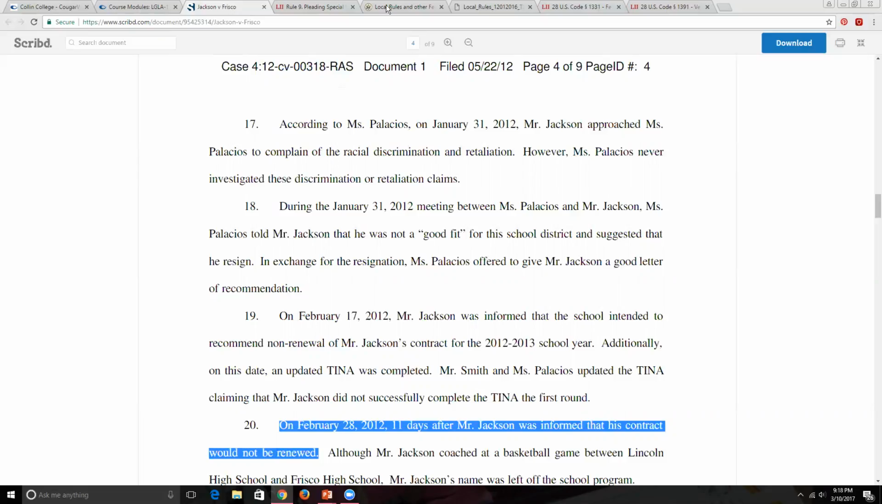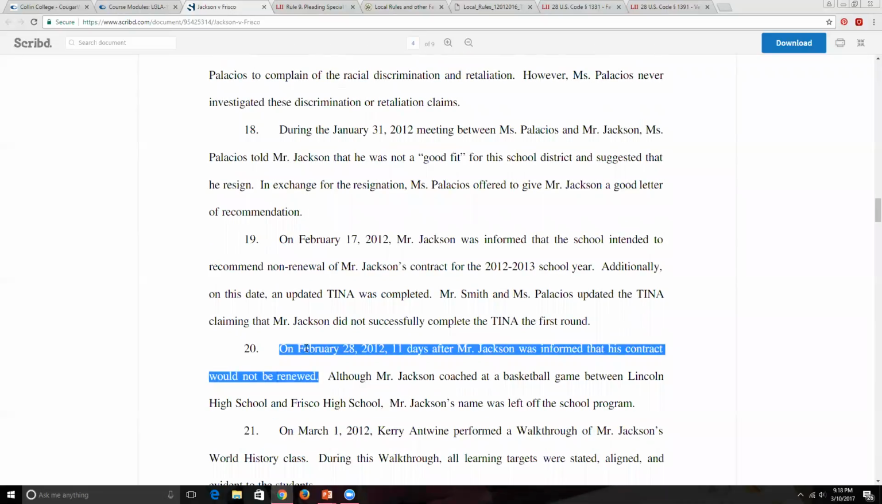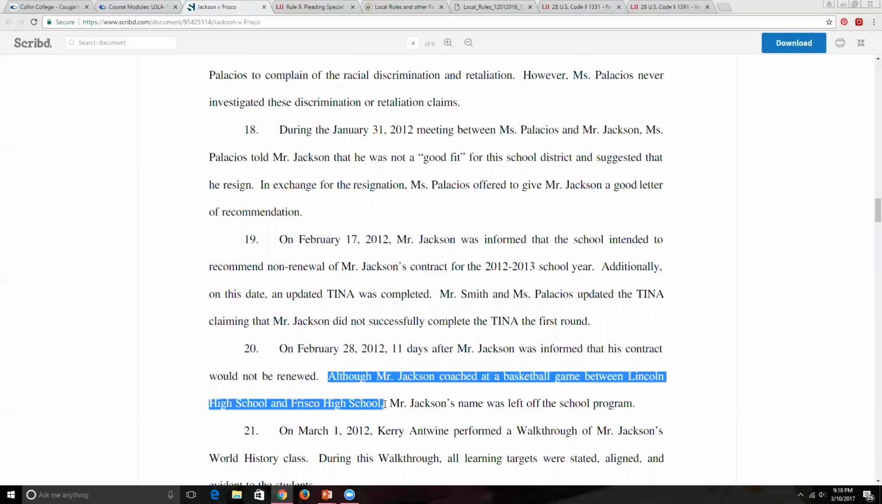I think that the following incident must have happened on this date, but this is, I guess you could say, I'd probably, oops, here we go, I'd probably remove this, replace this period with a comma. Let's see how that goes. On February 28th, 2012, 11 days after Mr. Jackson was informed his contract would not be renewed, comma, Mr. Jackson's name was left off the school program, period.